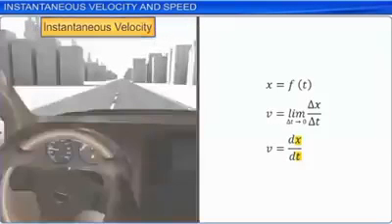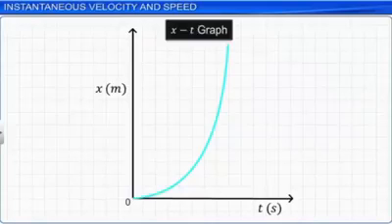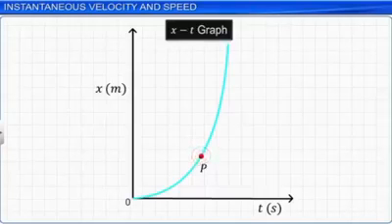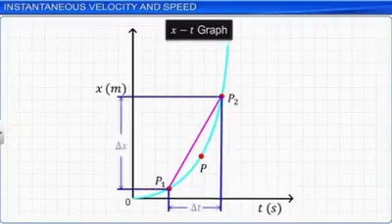Let's understand how to calculate instantaneous velocity using an x-t graph. We first mark a point P on the graph at which the instantaneous velocity of the body has to be found. We mark 2 points, P1 and P2, on either side of P. Join points P1 and P2. Find delta t and delta x.